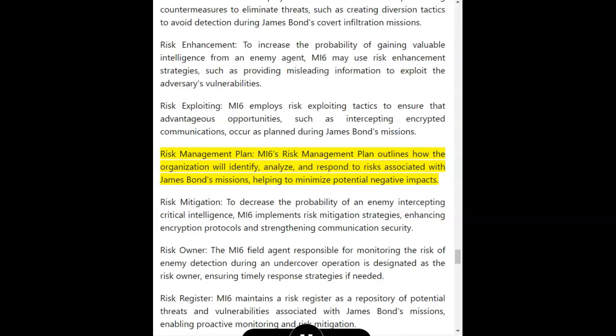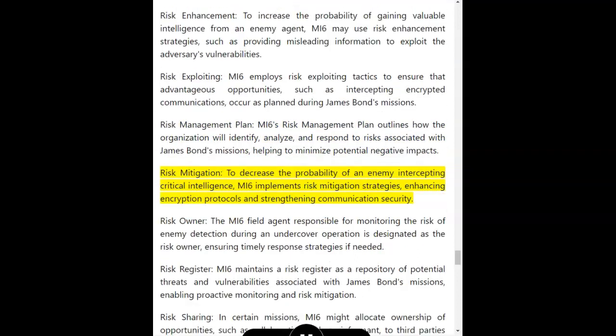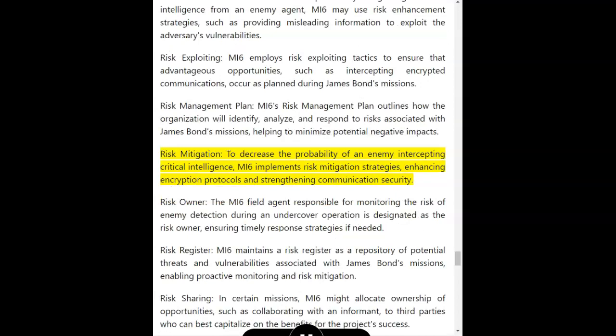MI6's risk management plan outlines how the organization will identify, analyze, and respond to risks associated with James Bond's missions, helping to minimize potential negative impacts. Risk mitigation. To decrease the probability of an enemy intercepting critical intelligence, MI6 implements risk mitigation strategies, enhancing encryption protocols and strengthening communication security. Risk owner.